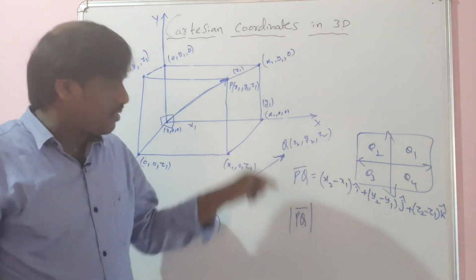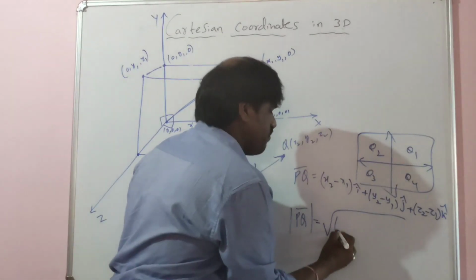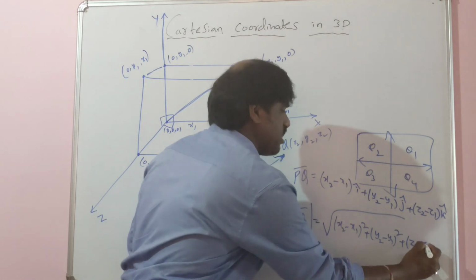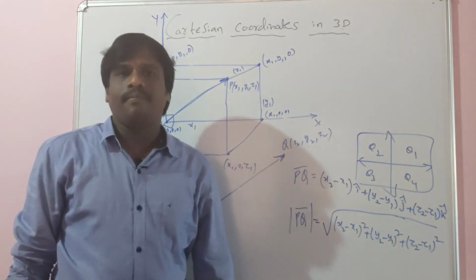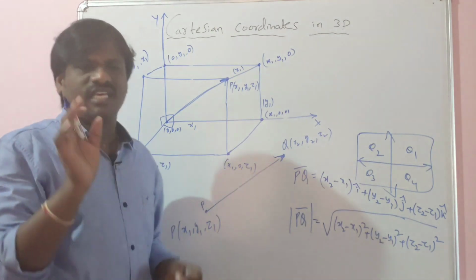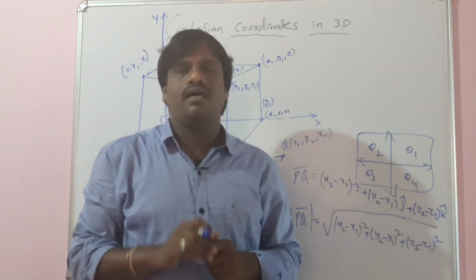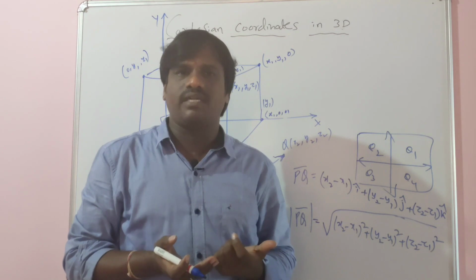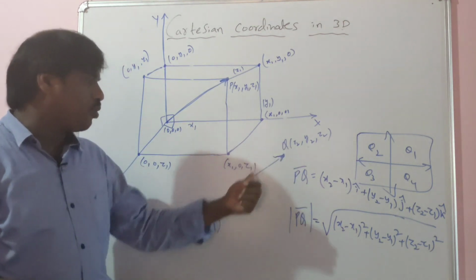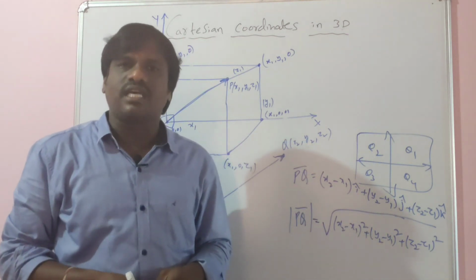Now the distance of PQ, that is the magnitude of PQ, you already have the formula: the square root of (x2 minus x1) whole square plus (y2 minus y1) whole square plus (z2 minus z1) whole square. This is the distance formula for 2 points in space. Actually, this chapter will be understood easily when you think about the straight line in a plane. There, the distance of 2 points is the square root of (x2 minus x1) whole square plus (y2 minus y1) whole square. Now you have 3 points in space, so the distance of PQ will be the square root of (x2 minus x1) whole square plus (y2 minus y1) whole square plus (z2 minus z1) whole square.